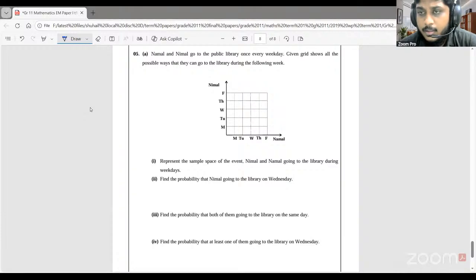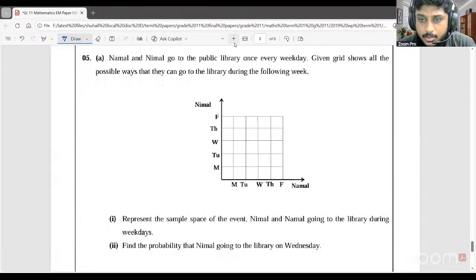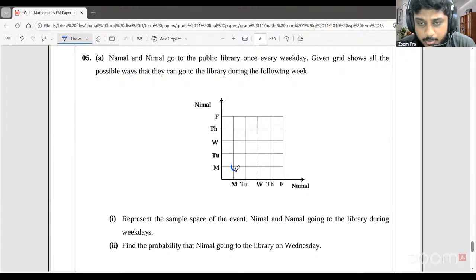Okay. Now see this part. Namal and Nimal go to the public library once every weekday. The grid shows all the possible ways they can go to the library during the following week. What you have to do when they ask a grid diagram, if you are grade 11 first term or second term, they will always give you a grid to mark everything like this. So you have to mark all these things, you're going to cross on every single thing.